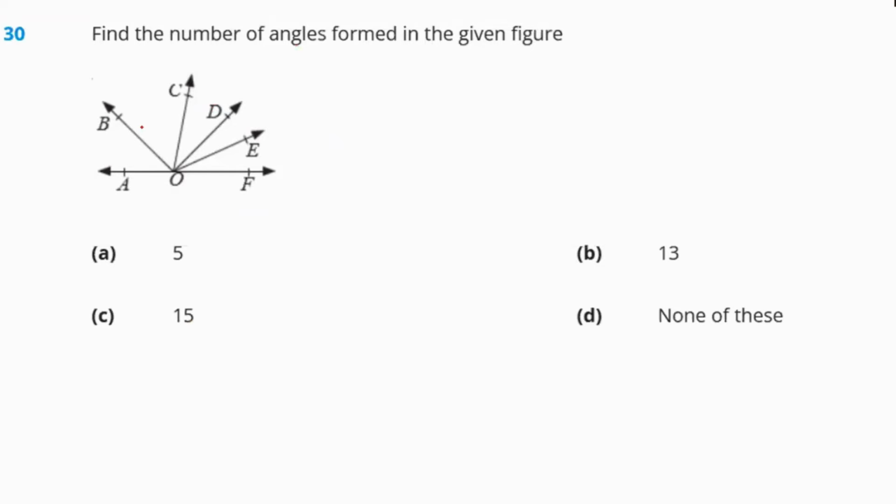Next, find the number of angles formed in the given figure. So here we have to find out the number of angles formed in the given figure. Many angles can form here. See, this is an angle, this is an angle, this is another angle, and this is a 180-degree angle, a straight angle. So many angles we can form here. So not 5, not 13, not 50. So the option is none of these.